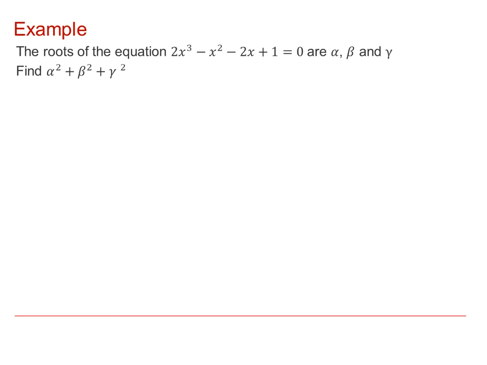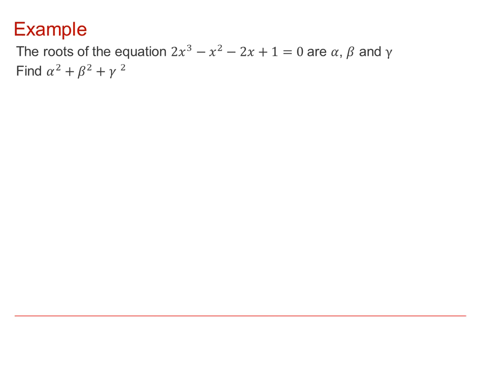Well, now we're going to look at a slightly more complex situation where we're asked this time to find alpha squared plus beta squared plus gamma squared. Now, of course, we don't actually have a result for alpha squared plus beta squared plus gamma squared, so we've got to be a little bit ingenious in working out how we can find that.